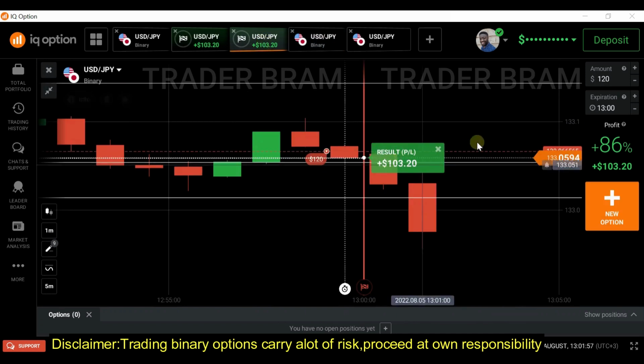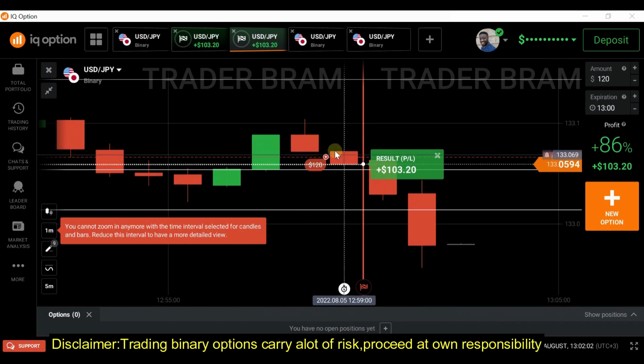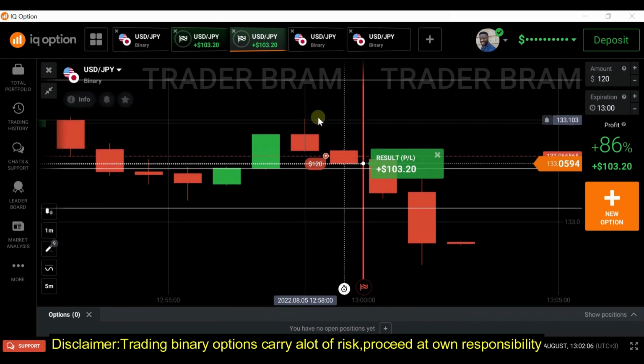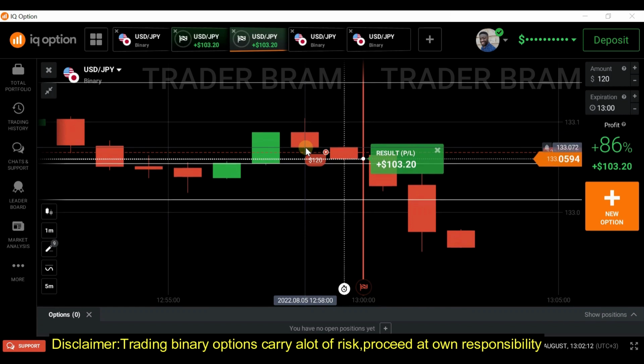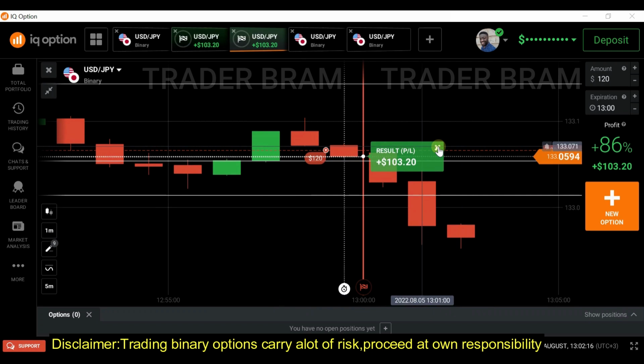On this other trade, I did a put option because I expected buyers to continue moving the market after this strong bullish candle, but instead we got a seller's candle with a rejection with no lower wick, so there are no signs of buyers here, only sellers. That's why I did a put option on that trade.